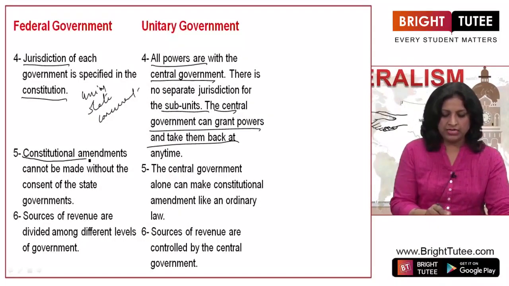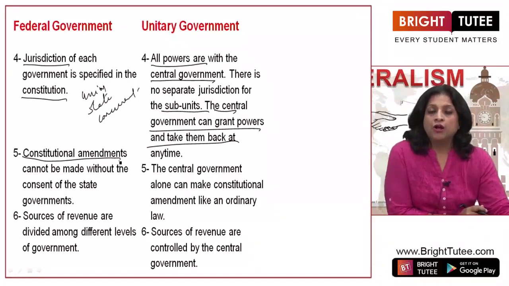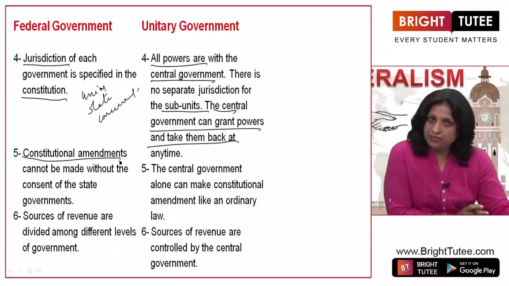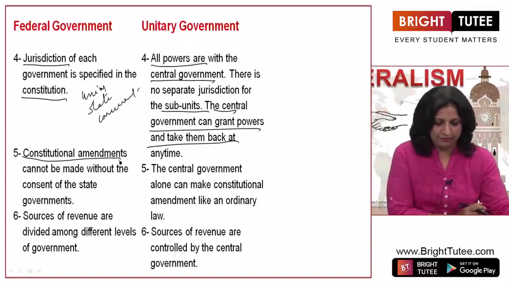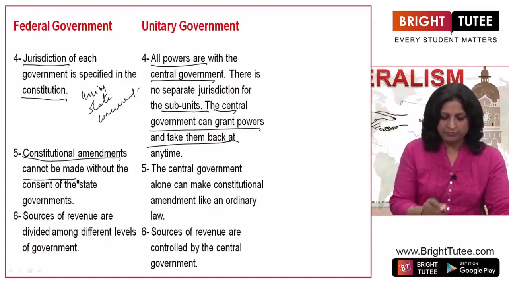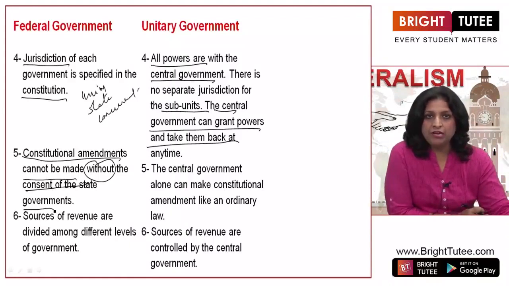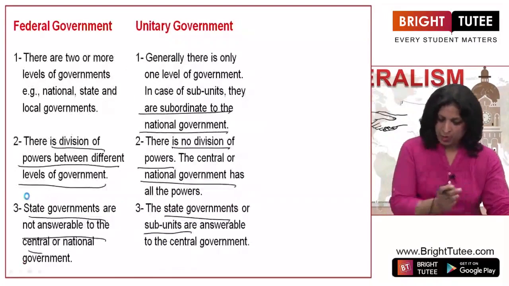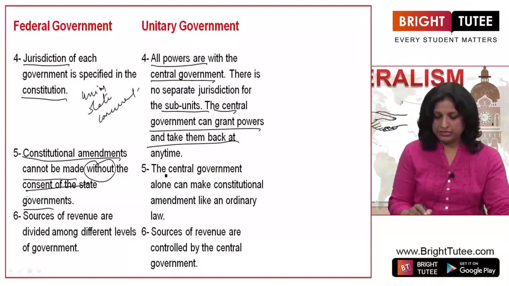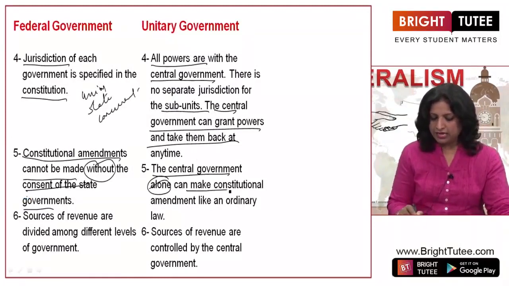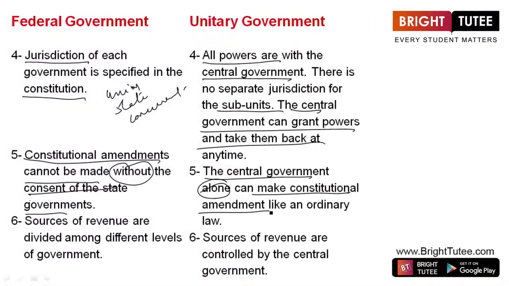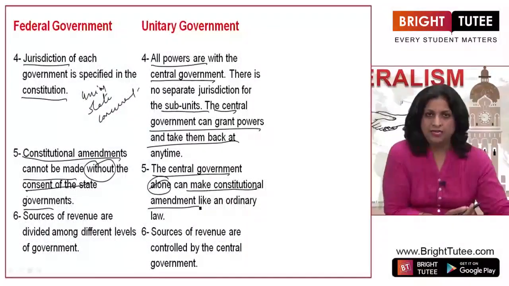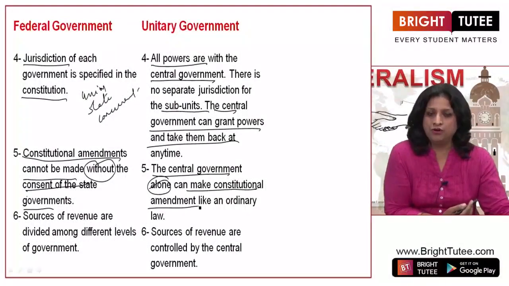Another, constitutional amendments. What are these amendments actually? Amendment means a change in the constitution, known as constitutional amendments, and such amendments cannot be made without the consent of the state governments. It means the central government cannot have the monopoly to do whatever they want, but for that they need to ask the state governments. Whereas in the unitary government, the central government alone can make constitutional amendments like an ordinary law. They don't have to ask anybody else regarding any kind of change or amendment.